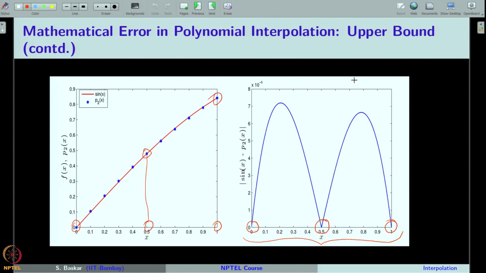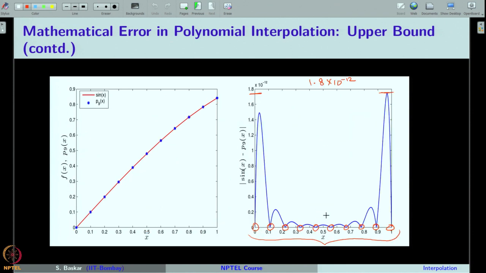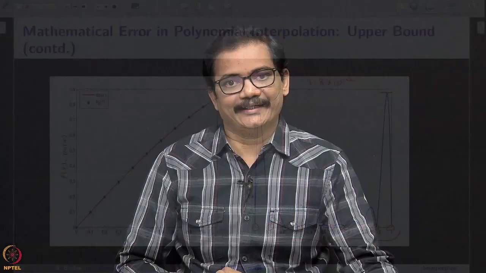If you go back, what did the theoretical estimate give us? The theoretical estimate gave us 2.8 into 10 to the power of minus 7. Therefore, computationally the error that we have attained is much less than the theoretical estimate, and hence our theoretical estimate is working well in this particular example. With this, our discussion on mathematical error is done. Thank you for your attention.